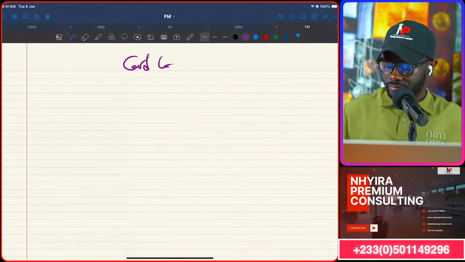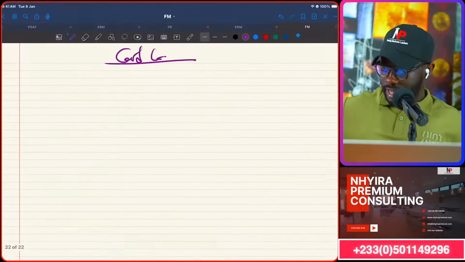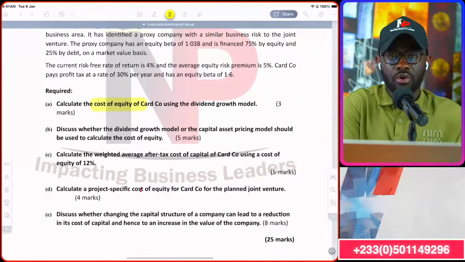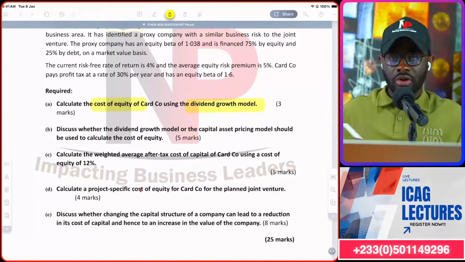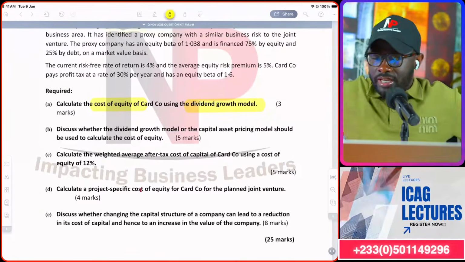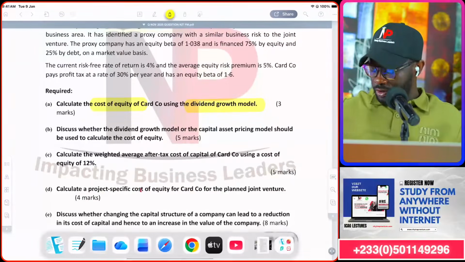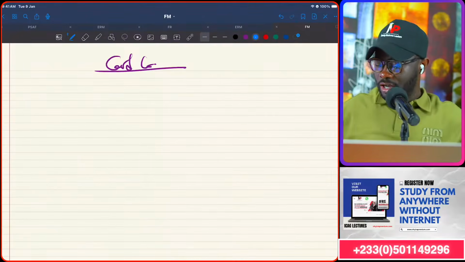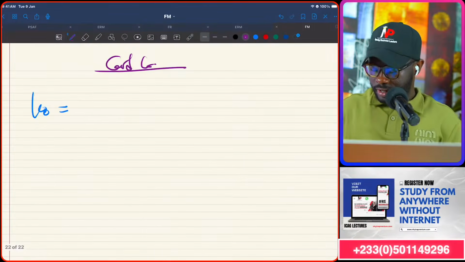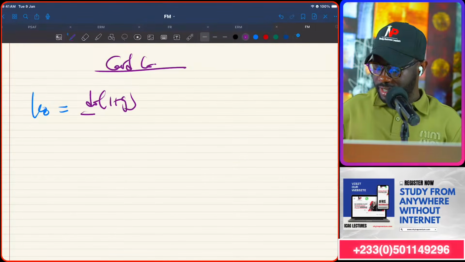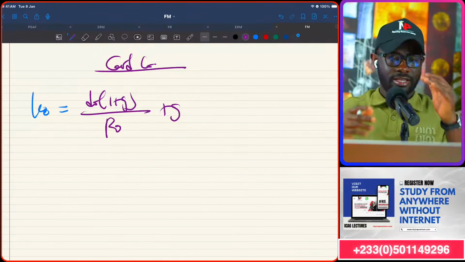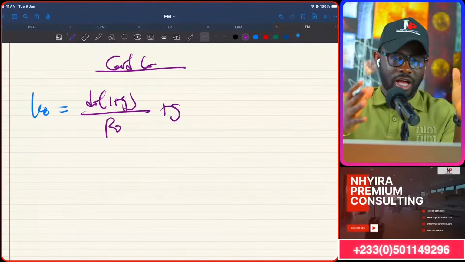So CADCO. Let's see the requirement of this question. A says we should calculate the cost of equity of CADCO using the dividend growth model. We are calculating the cost of equity using the dividend growth model. Now, if you remember, the cost of equity using the dividend growth model is going to be the dividend that we are paying, D0 (1 plus g), over P0, plus g. So we calculate our cost of equity.